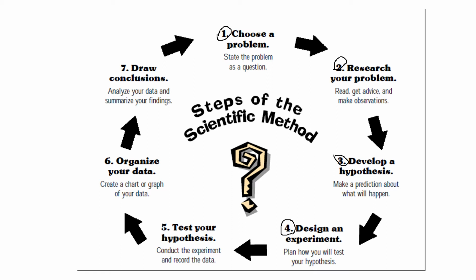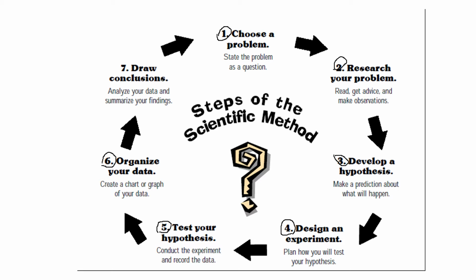Plan how you're going to test your hypothesis. You think this is what's going to happen. Now, how are you going to experiment and prove or disprove what you think or what your hypothesis is? Step number 5, test your hypothesis. So now this is where you're going to conduct the experiment. But as you're working and conducting, you want to record all the data. Record meaning write it down. Jot down notes as you're going. Document what you are finding.